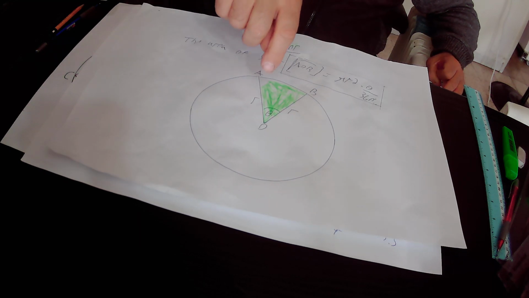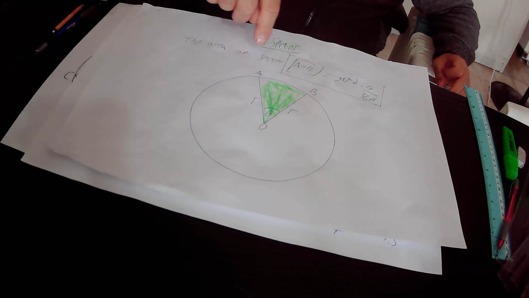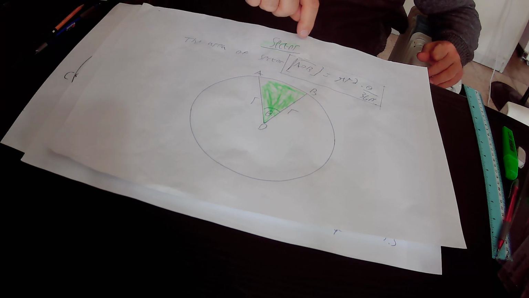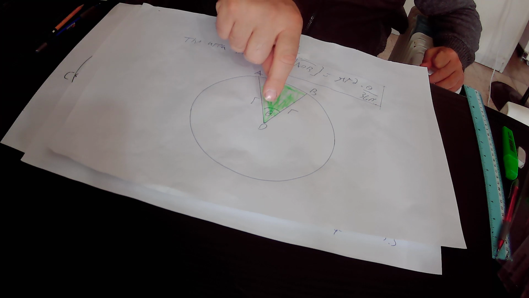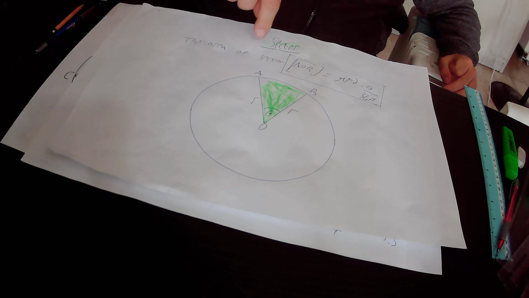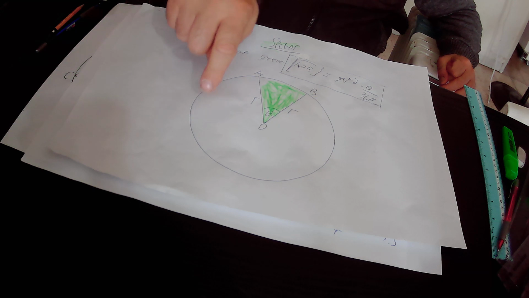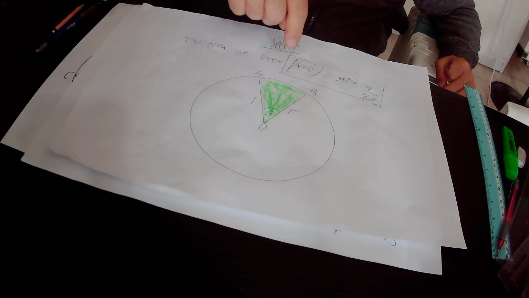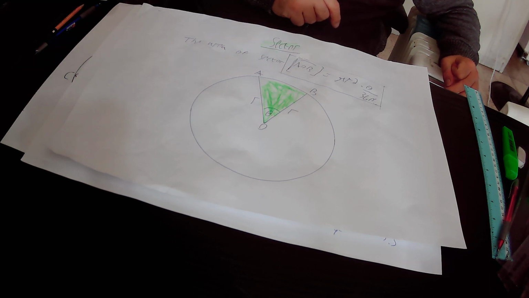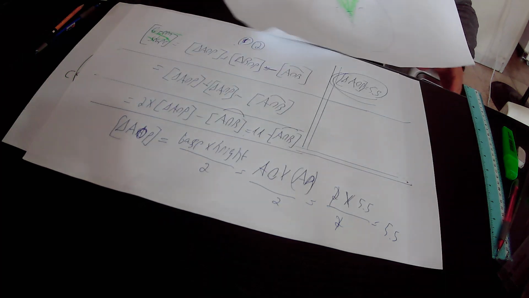So what is the area of the sector AOB? The area of the sector AOB equals the area of the circle that contains the sector times the angle between the legs of this sector, theta, over 360 degrees. Repeat again, the area of this sector AOB equals pi r squared, the area of the circle that contains the sector, times theta, the angle between the legs of the sector, over 360 degrees. Okay.